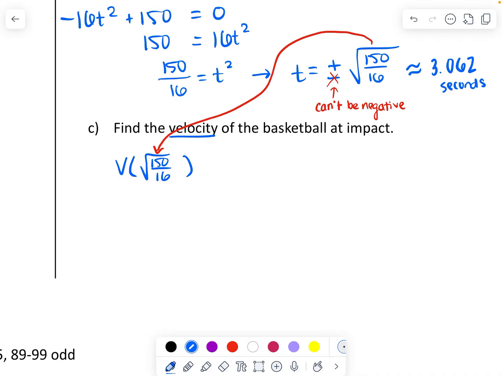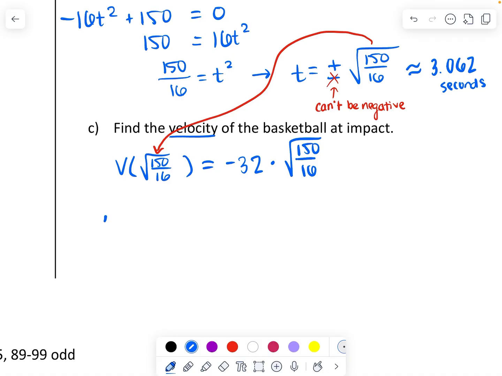Okay, so here I am using a time I found in part B to figure out part C. I'm not going to use my rounded one, I'm going to use my exact one. So don't type in velocity of 3.062. I need you to use the exact answer, and your calculator is going to do it for you anyway, so it shouldn't be much harder. So I have negative 32 times t, remember that's our velocity function. So now we're just plugging that in.